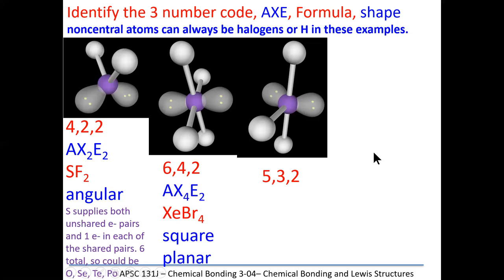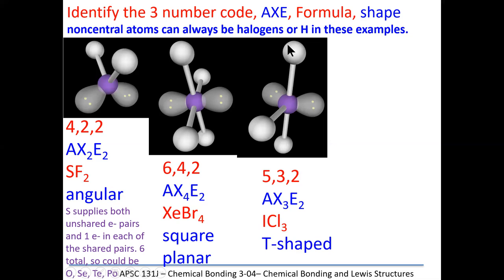So the central atom A is bonded to 3 atoms, AX3E2. And again, the central atom is going to supply 7 electrons. So it's going to be a halogen attached to 3 other halogens. When you visualize this, it's a T shape. If I flipped it up, you could see it would be T shaped.